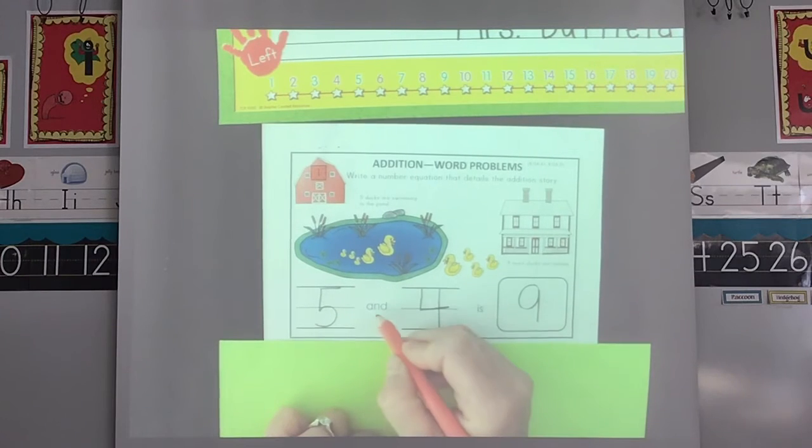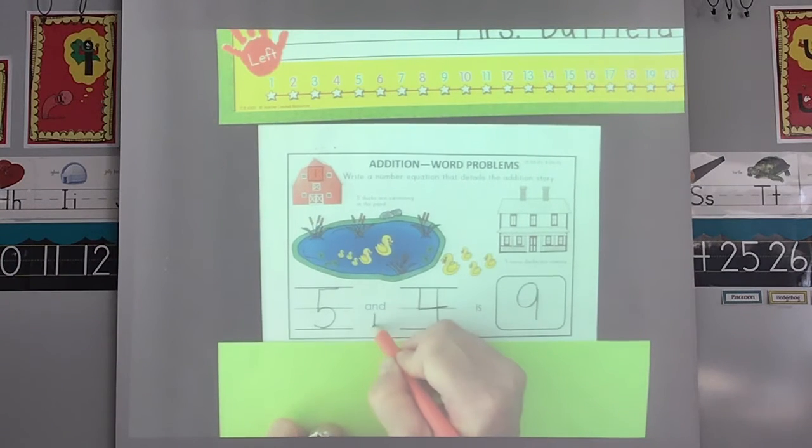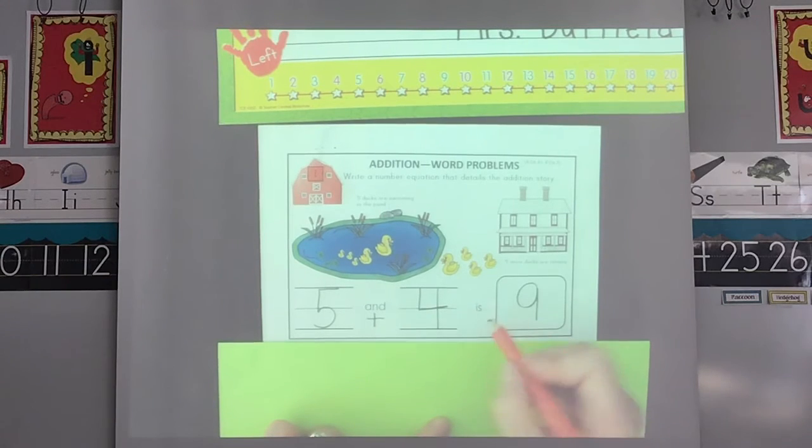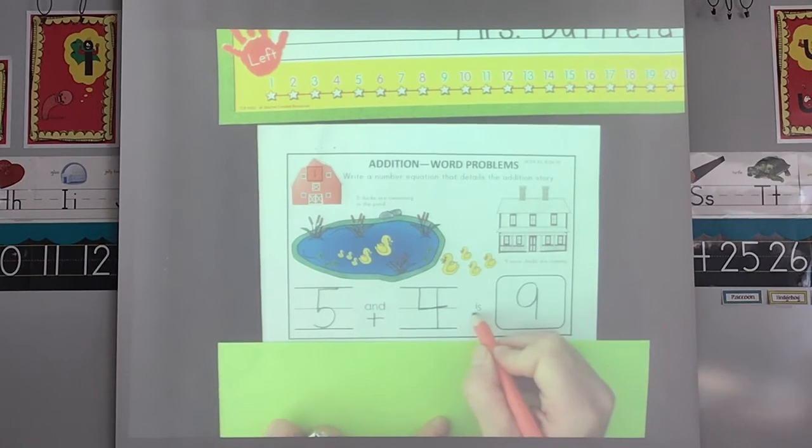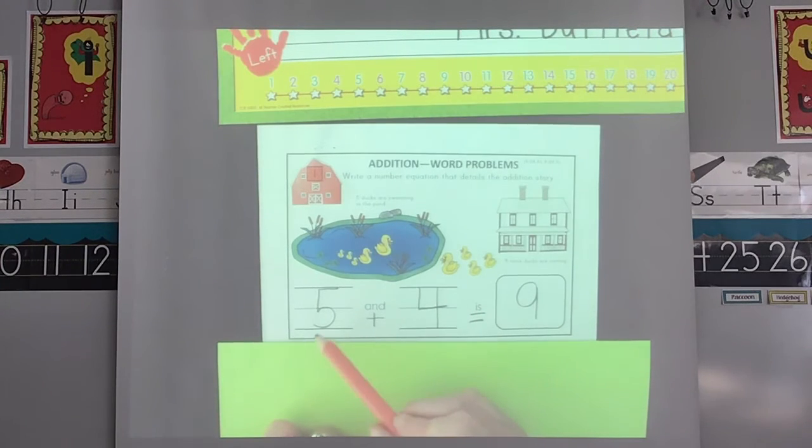9. And remember, "and" is the same as saying plus in a story problem. "Is" is the same as saying equals. So let's do our math problem. We'll say it again as our equation. 5 plus 4 equals 9.